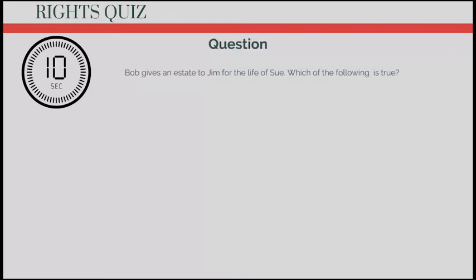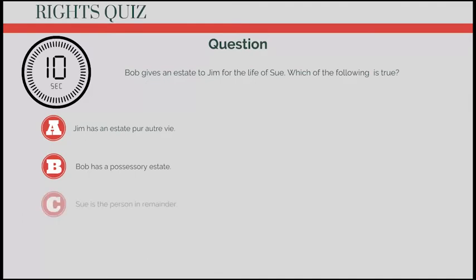Bob gives an estate to Jim for the life of Sue. Which of the following is true? A, Jim has an estate pur autre vie. B, Bob has a possessory estate. C, Sue is the person in remainder. Or D, Sue has a reversionary interest. The answer is A, Jim has an estate pur autre vie.